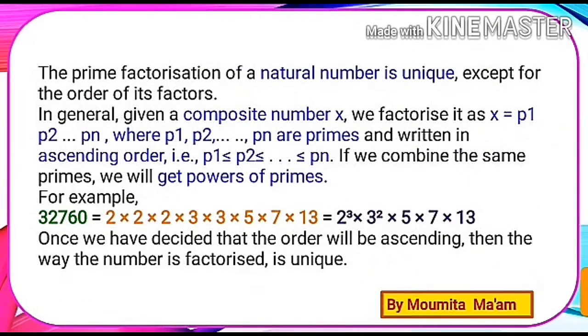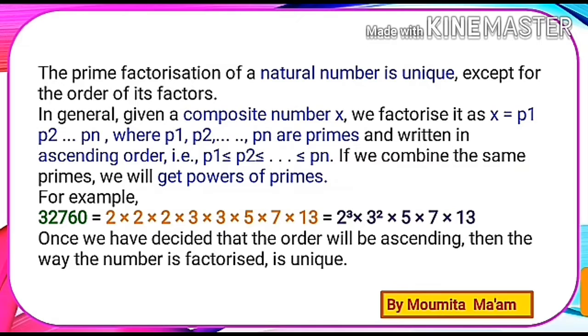Let us look into the proof that the prime factorization of a natural number is unique. Unique means it's one of its kind, except for the order of its factors. The order of the factors can be different, but the prime factorization is the same. In general, given a composite number x, we factorize it as x equals p1, p2 until pn, where p1, p2 until pn are prime numbers written in ascending order. That is, p1 is smaller than p2 and so on. And by combining the same primes, we will get powers of primes.